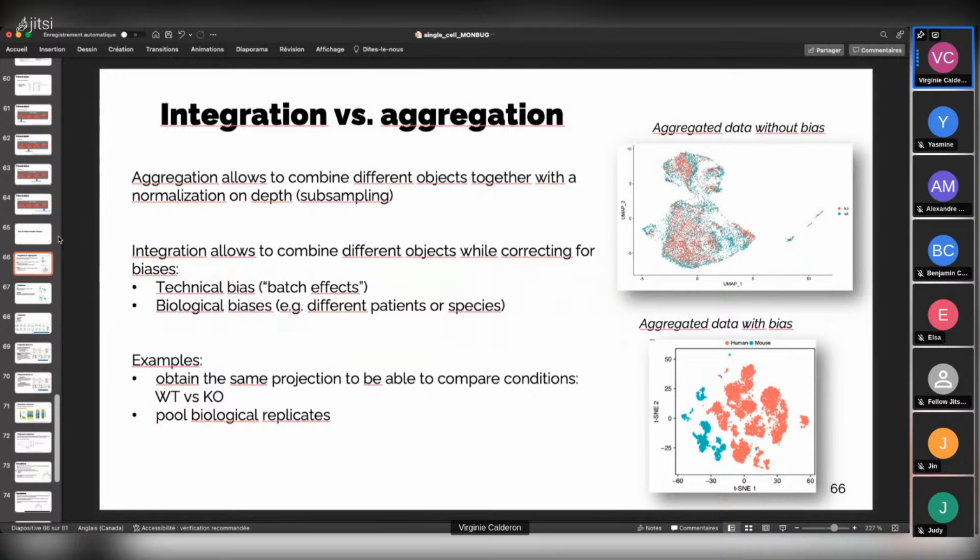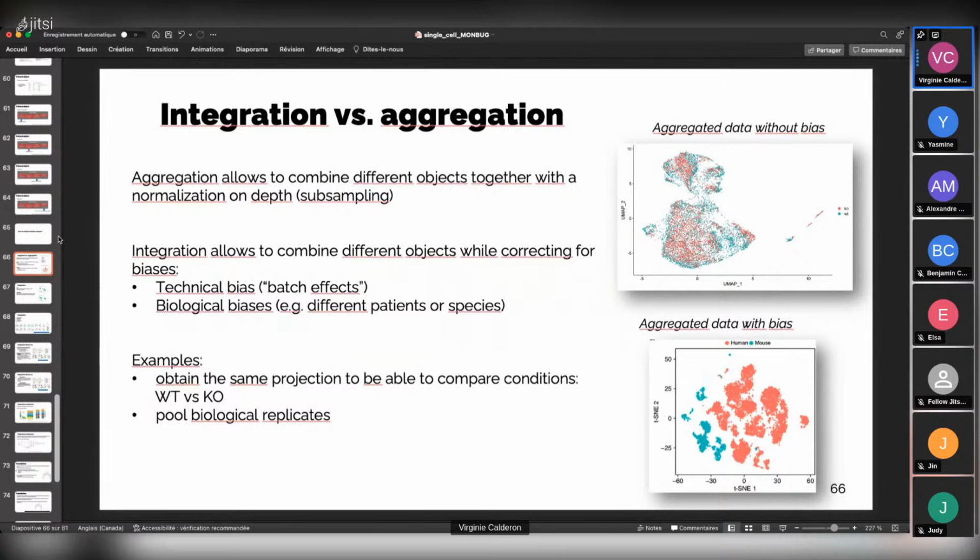The aggregation allows you to combine different objects together with the normalization on depth. Okay, so this is an option in Cell Ranger. There is a cellranger aggr function, and it will subsample your data so you can compare them together in the same space.